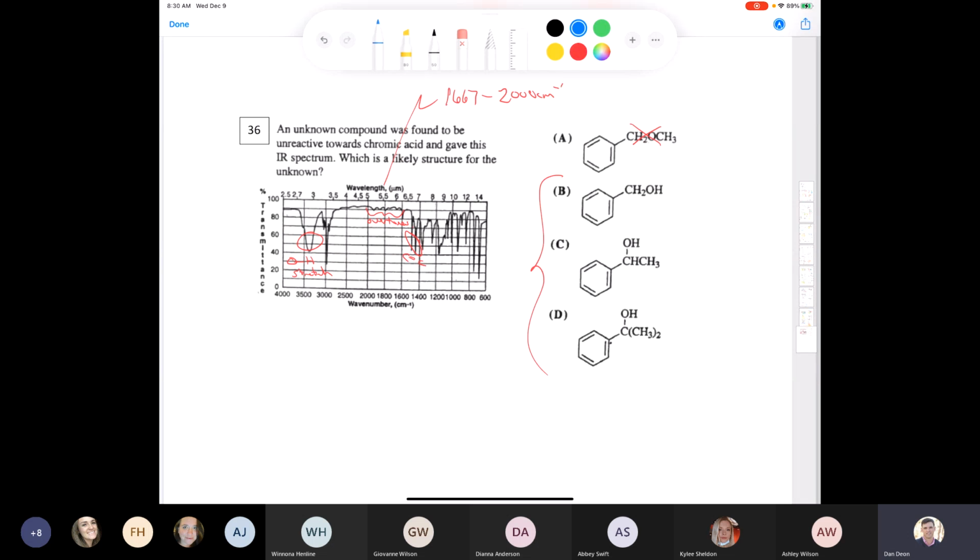How would you differentiate between these alcohols? It says unreactive towards chromic acid. Well, if it's an alcohol and it can't react with chromic acid, that tells you that it must be a tertiary alcohol. So kind of a double whammy here. First, you're asked to interpret an IR, and you eliminate the ether, and then it tells you that it's unreactive with chromic acid. Well, benzyl alcohol is a primary alcohol. This is a secondary alcohol, but right here we have a tertiary alcohol.